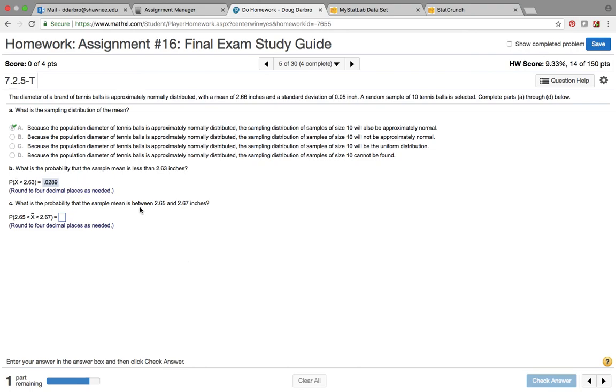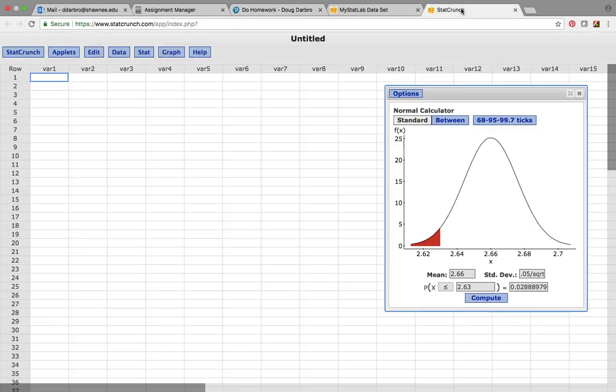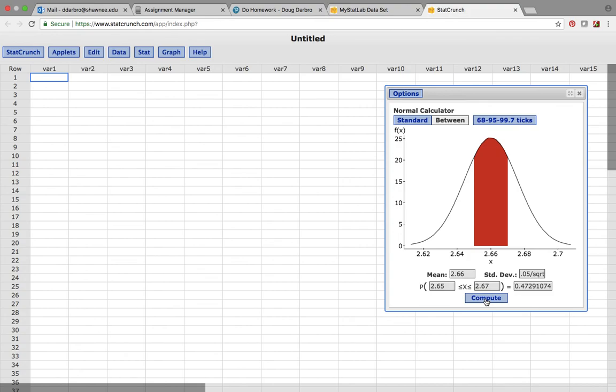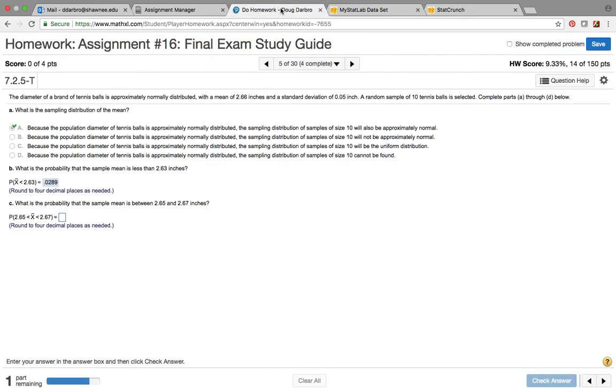Now, what is the probability the sample mean lies between 2.65 and 2.67? Well, guys, this is going to be, again, a very easy problem. So we want to select between, and we want 2.65 and 2.67. So 0.4729.